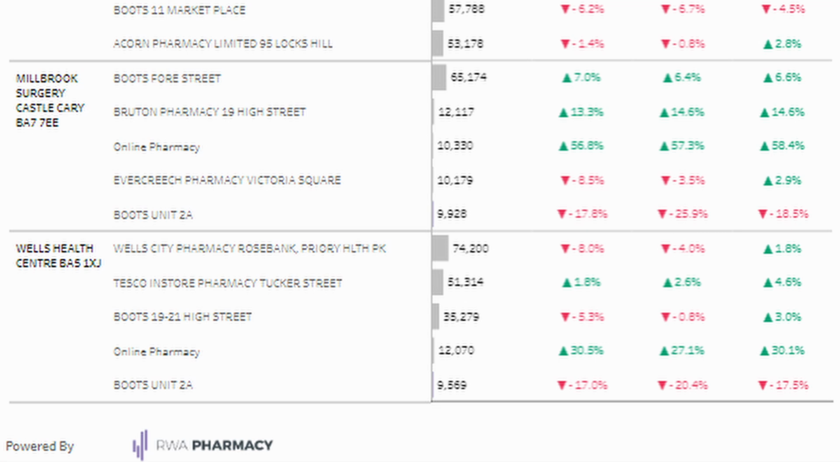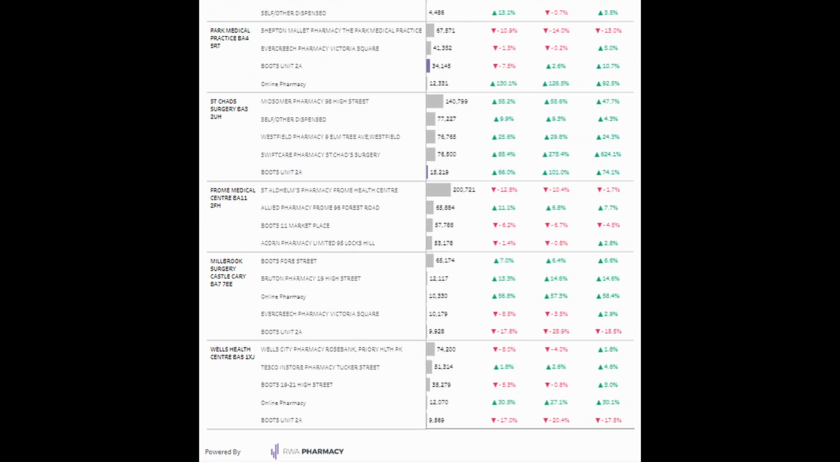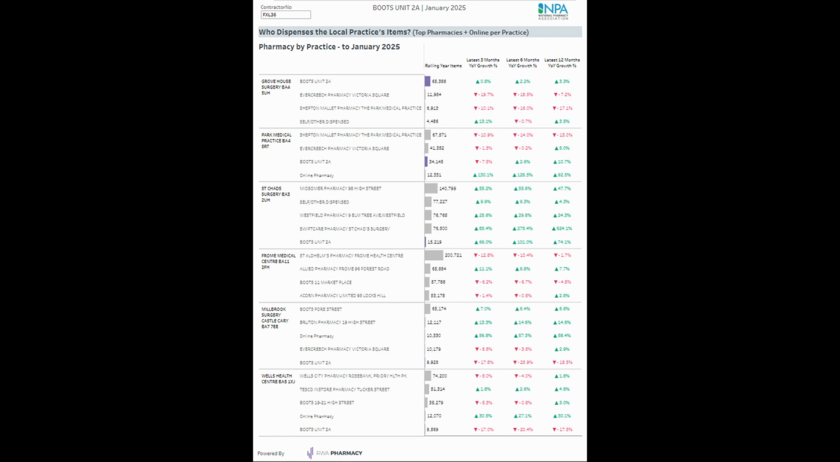You'll also spot where online pharmacies are picking up business from your local surgeries. This is important, as online providers can be a growing source of competition, especially if patients are moving away from physical branches. Overall, this page helps you understand the competitive landscape around each practice. Use it to spot potential threats, monitor shifts in referral behavior, and develop targeted actions to protect or grow your share of prescription items from key surgeries.